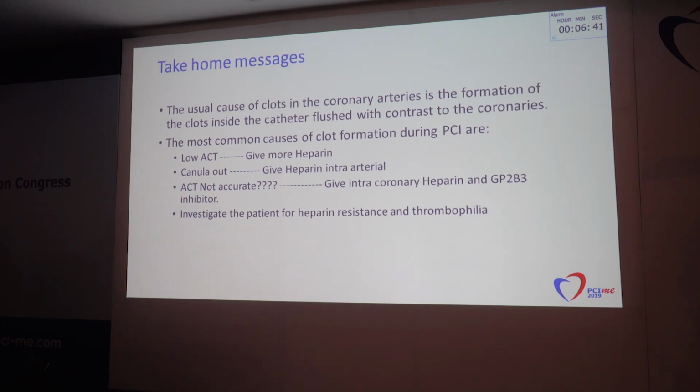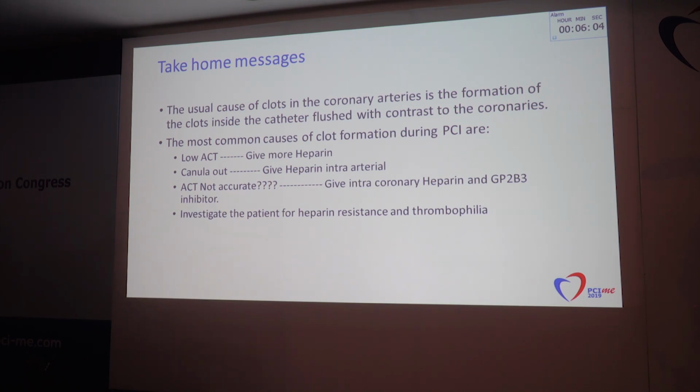And the most common causes of clot formation during PCI are low ACT, so you need to give more heparin. You need to check the cannula, because if you give the heparin intravenously, sometimes the cannula is out, and I have had cases like this where the blood doesn't heparinize. And if the ACT, as in this case, is not accurate, give the heparin as much as you can inside the coronary arteries, and give glycoprotein 2b3 inhibitor inside the coronary arteries, which was successful in this case, and I think this is the most important message.